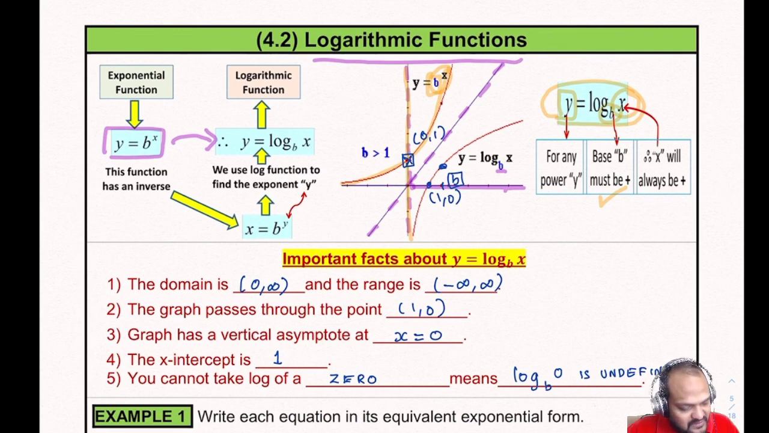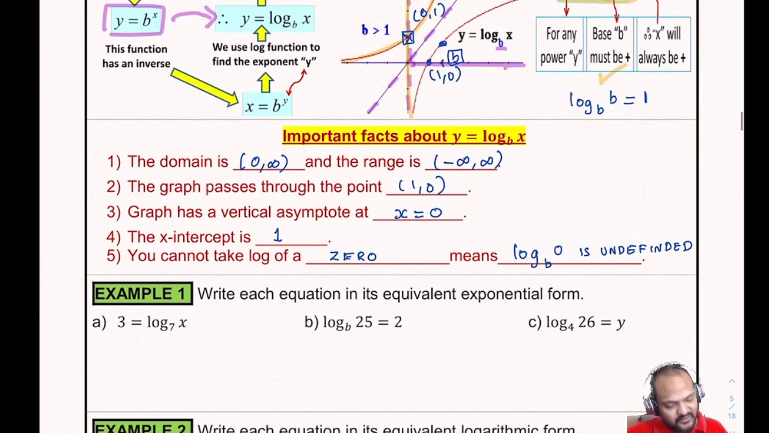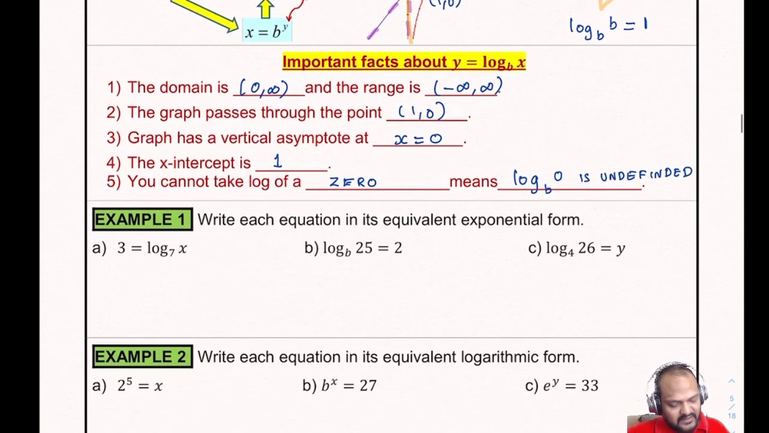So what I'm trying to say is log b base b is always going to be 1, right? Something that I want you to know for right now, which will be very useful later. All right, let's take a look at these equations and try to write them in their equivalent exponential form.